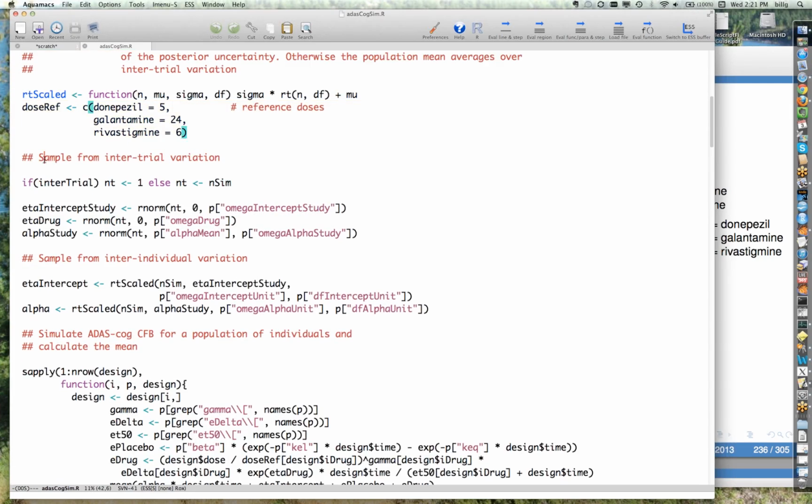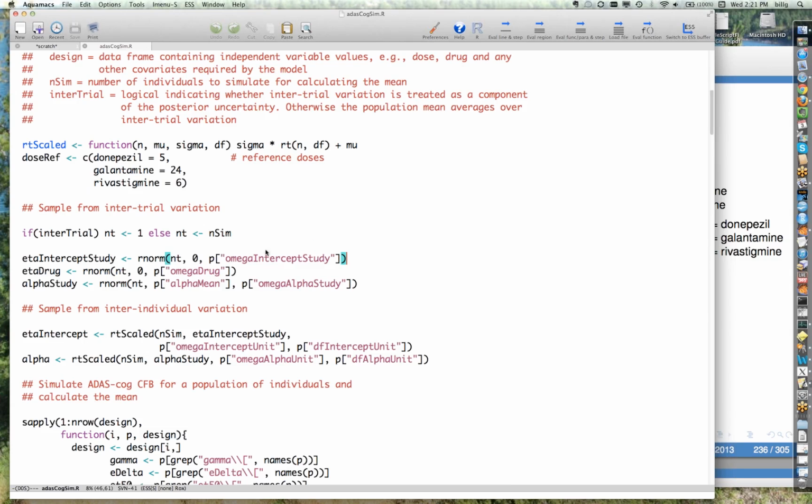And then we have the bit for how we are going to deal with our intertrial variation. The easiest trick in here is, first of all, I'm taking extensive advantage of the implicit vector calculations that R does as part of this. The way I'm going to do this is, if I'm treating the intertrial variation as a component of my posterior uncertainty, then basically for each sample from my posterior, I only want to generate one sample from my intertrial variation.